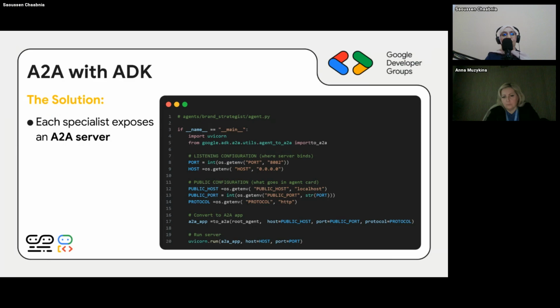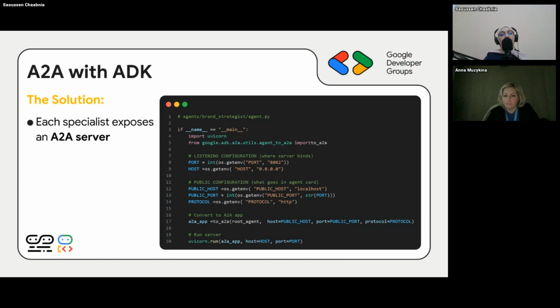How to do it? Use A2A and ADK. We just define an agent normally. We give it a name, tools, instructions, a model. This is standard ADK code.